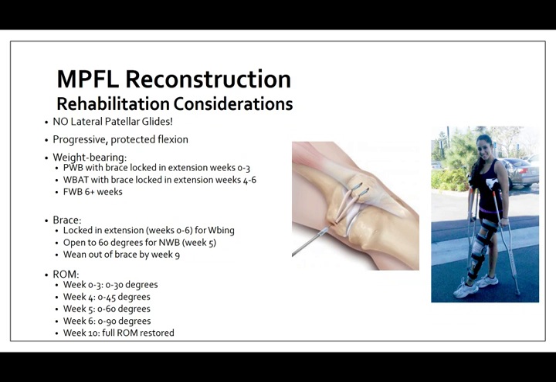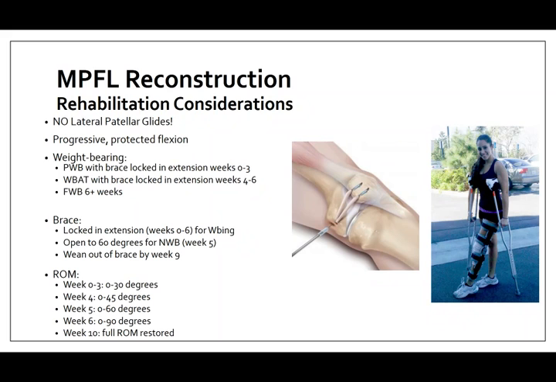Partial weight bearing with brace locked in extension for 3 weeks. Weight bearing is tolerated with brace locked in extension up to 4 weeks or 6 weeks, and then after that, full weight bearing. You're going to open the brace slightly because we're still protecting the knee. We're protecting the forces that can go through a flexed knee. So they're locked in extension for 6 weeks.